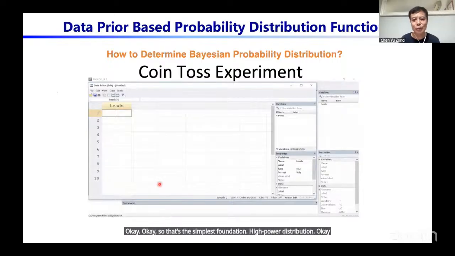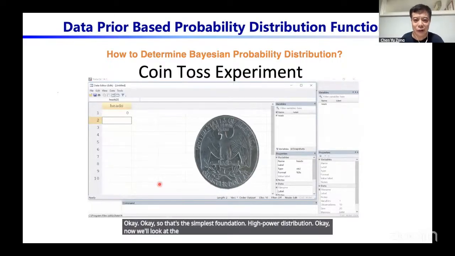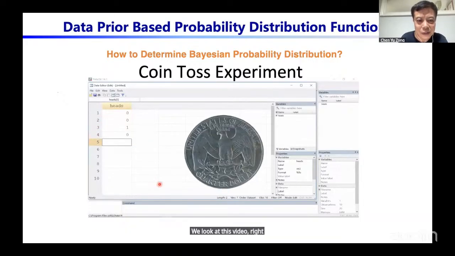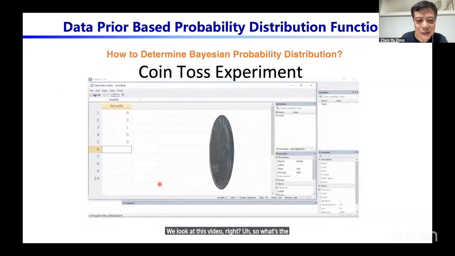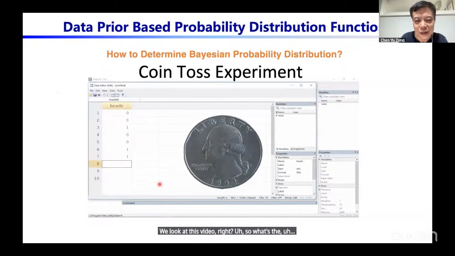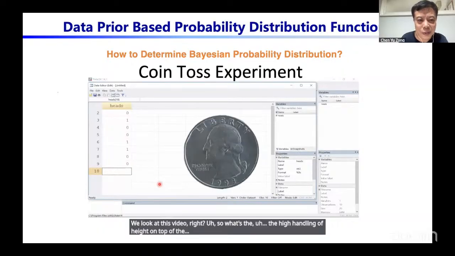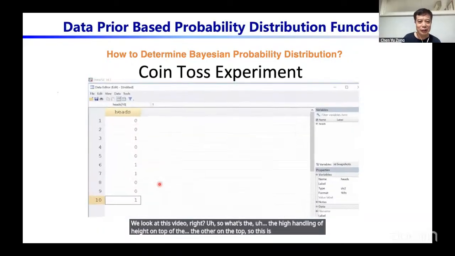Okay, now we look at the coin toss experiment. We look at this video, right? So what's the happening of head on top or the other on top? So this is the real case.